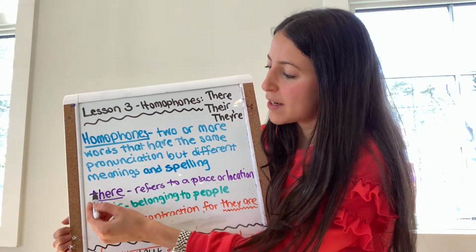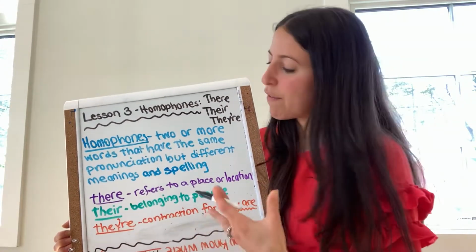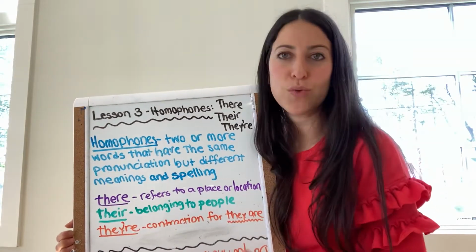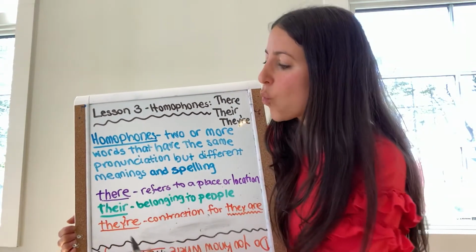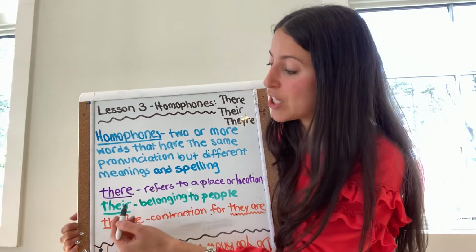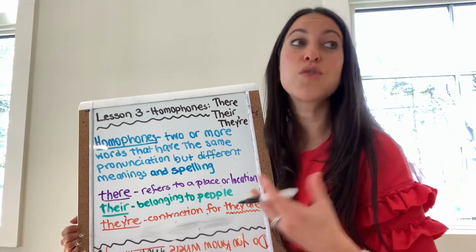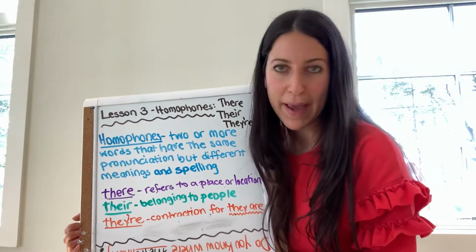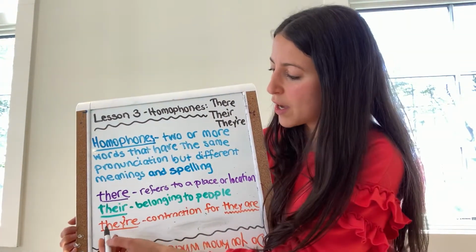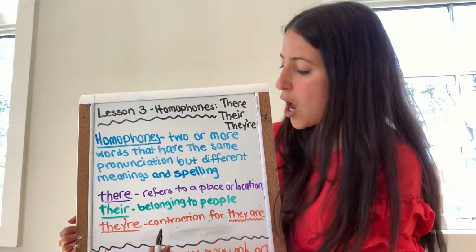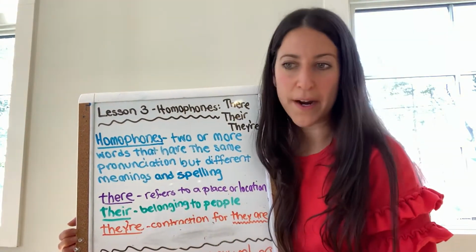When we spell there, T-H-E-R-E, we're referring to a place or a location. So for instance, I left my shoes over there. When we use the homophone spelled T-H-E-I-R, it's belonging to people, okay? So the students wanted to get their grades back. And when we look at the homophone spelled T-H-E-Y-apostrophe-R-E, it's the contraction for they are.